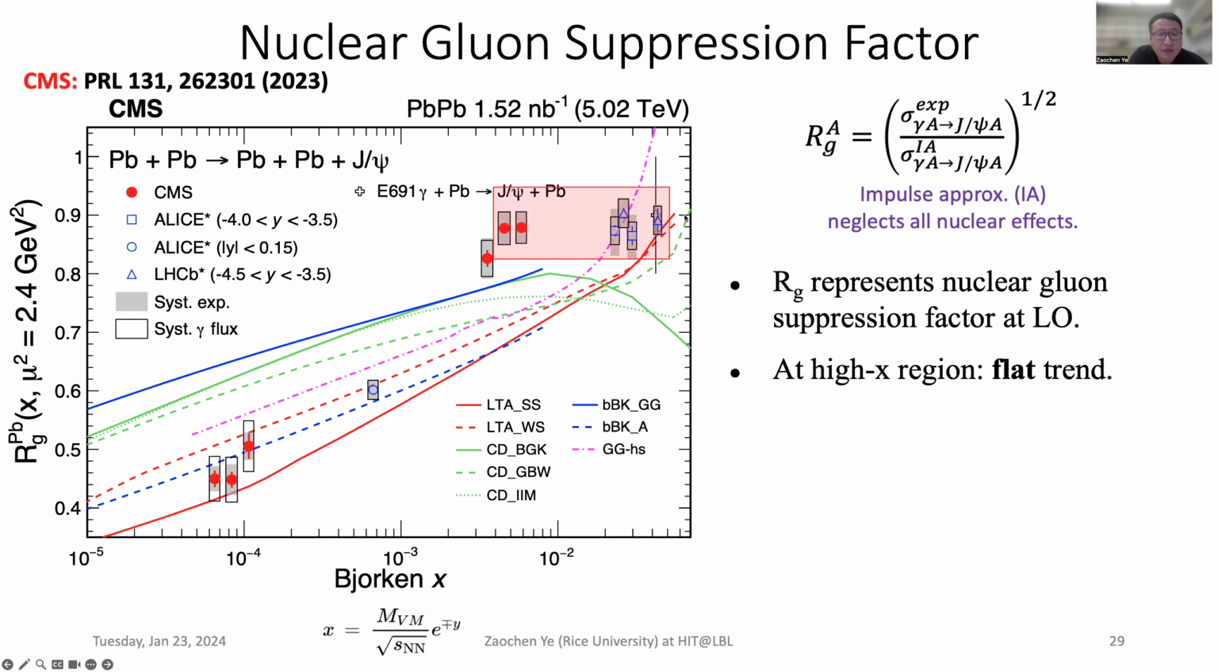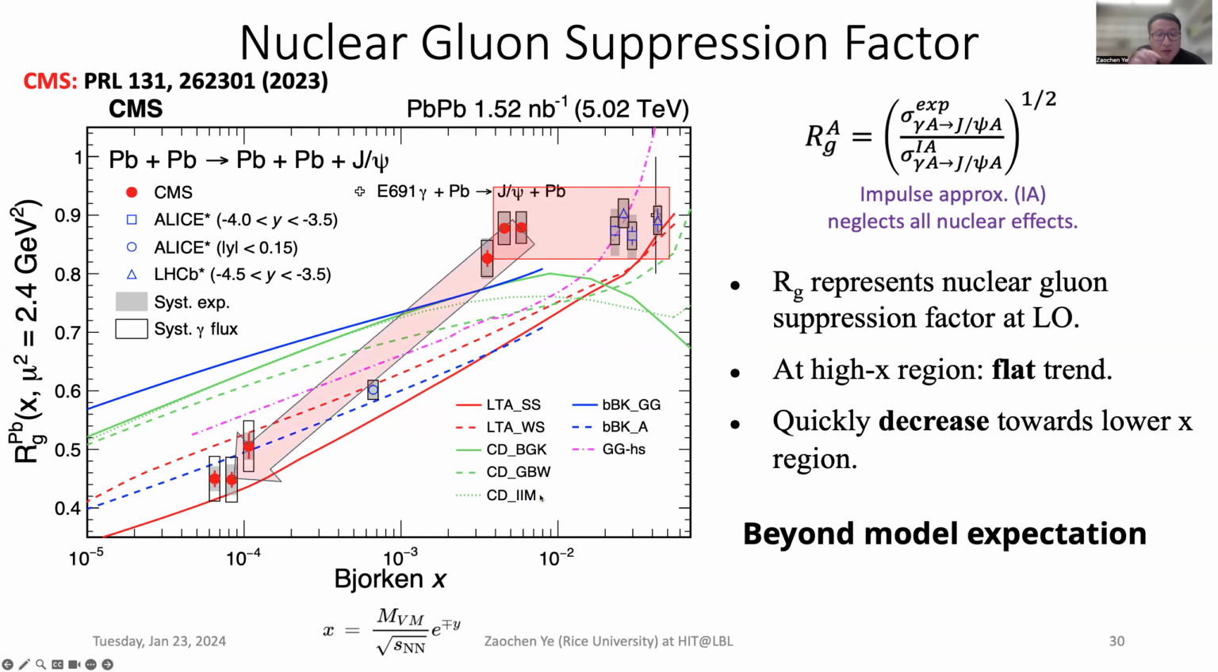As we can see, at the high X region, all the data actually shows nearly flat from the low energy, from the higher X to the relatively intermediate X region. And then when we go to the lower X region, below this data point, the data shows a quick decrease towards the 10 to the minus 4, 10 to the minus 5 region. So this trend is actually beyond any model expectation.